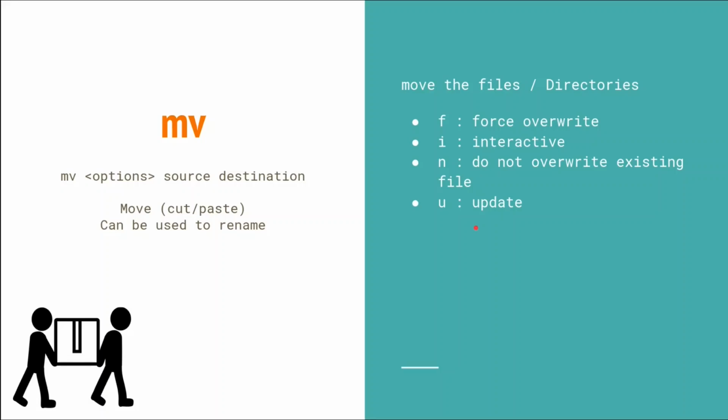So just to summarize, we saw how we can use the move command to rename as well as to move a file from source to destination. The command is mv, which is a short form for move. And we had the following options: F, that is force override; I, that is interactive; N, which is do not override; and U is update. So go ahead and try it out.